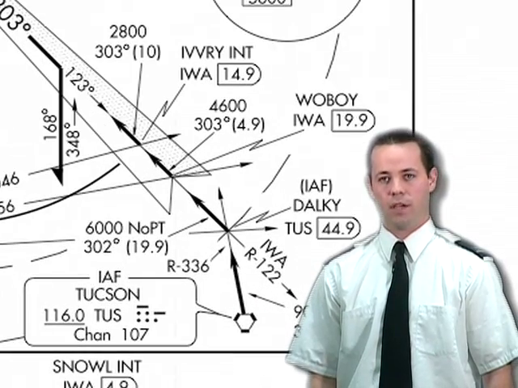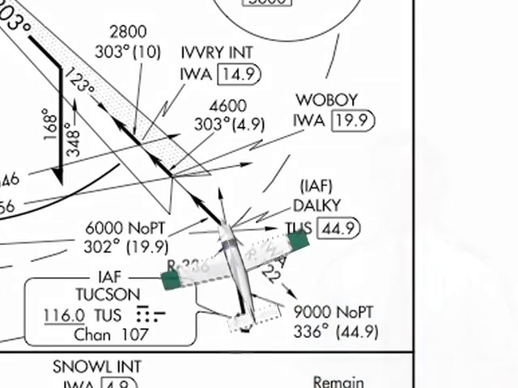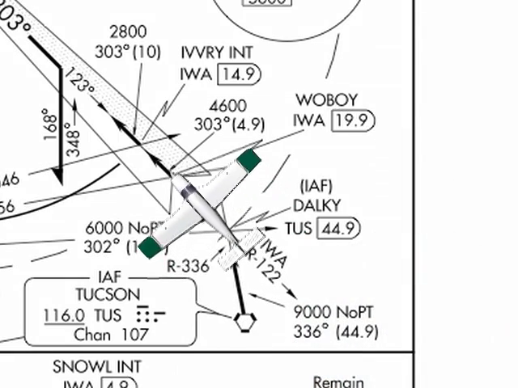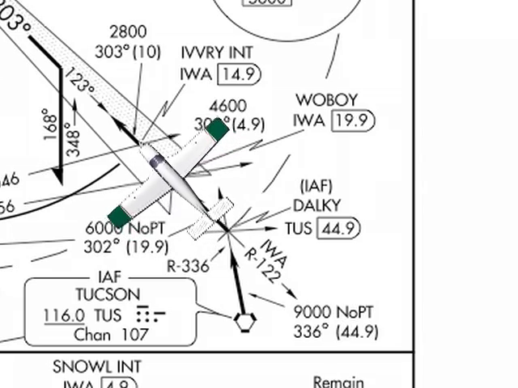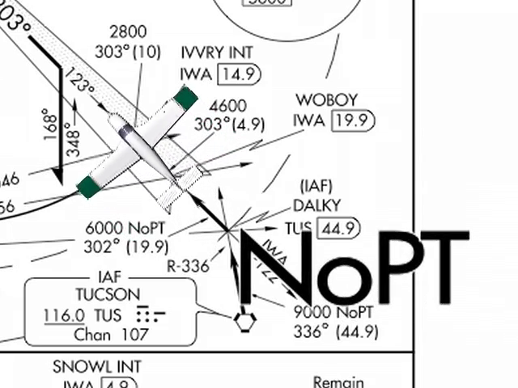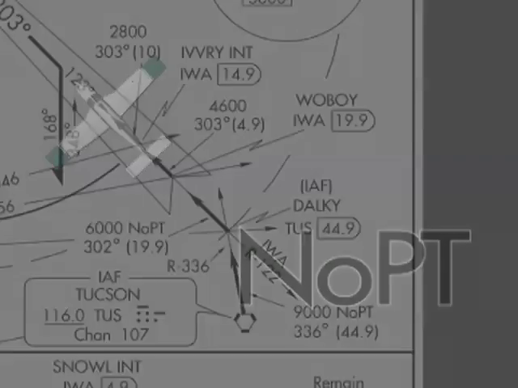The third and final initial approach fix for the approach is Dalkey intersection. This procedure requires the pilot to arrive at the fix, then turn inbound on the final localizer approach course. No procedure turn is authorized, expected, or required for this segment.